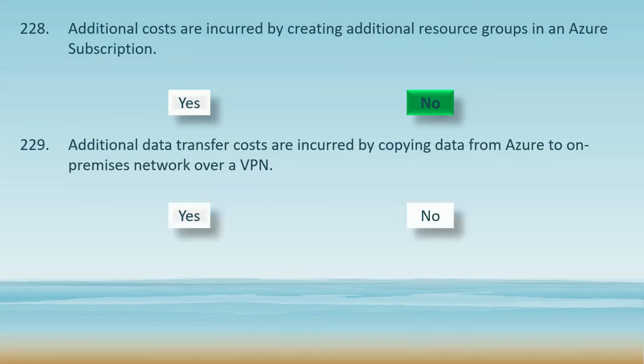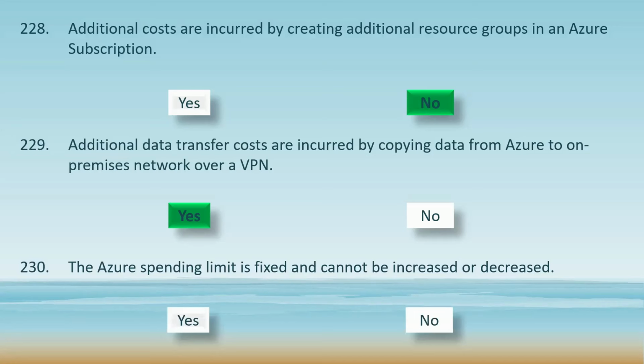Now, the next statement is additional data transfer costs are incurred by copying data from Azure to on-premise network over a VPN. You are charged for data egress in Azure, so this statement is correct. You will be charged when copying data from Azure to on-premise network over VPN. How much you are charged will depend on the volume of data being transferred and the location of on-premise network.